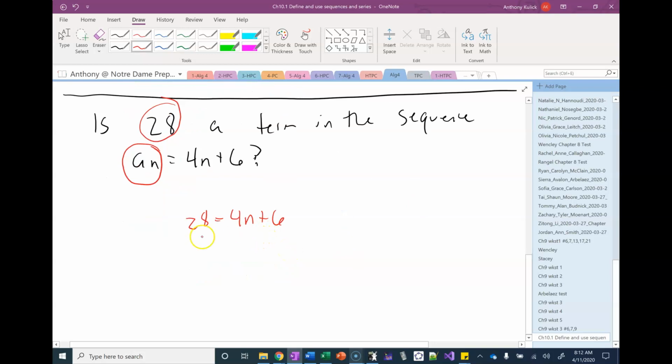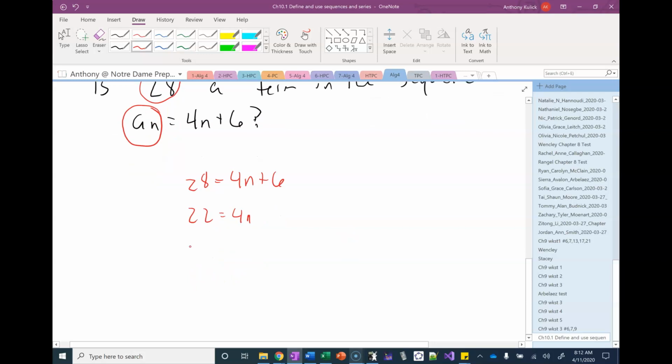So if I subtract 6 from both sides, I get 22. And if I divide both sides by 4, I get 5.5. Now, this has to then tell me something. So I have to remember that we're dealing with a sequence, right? So the n is a number in the domain. So I have to ask myself, is 5.5 in the domain?